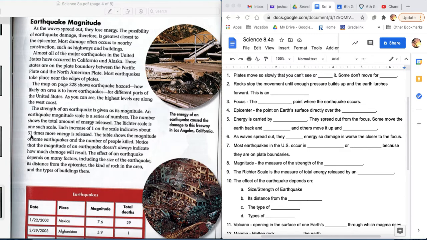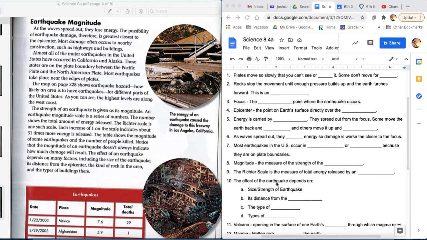If I go again to 4, I take it times 31 again. Now you're talking 27,000 times the strength. So each increase of a number, guys, is way more energy. The table shows the magnitudes of some earthquakes and the number of people killed. Notice that the magnitude of an earthquake doesn't always indicate how much damage will result.